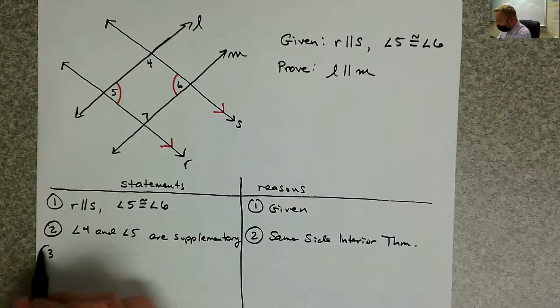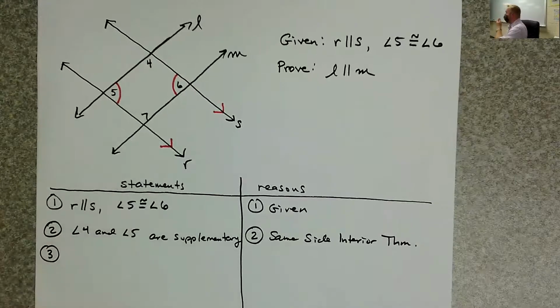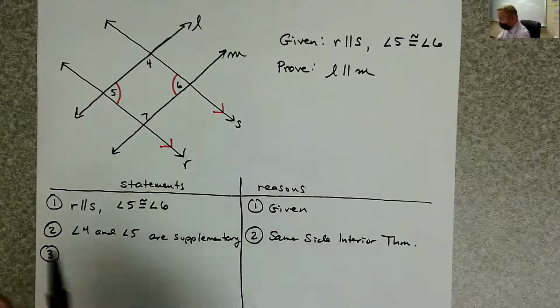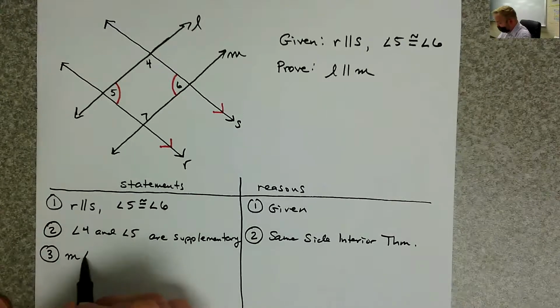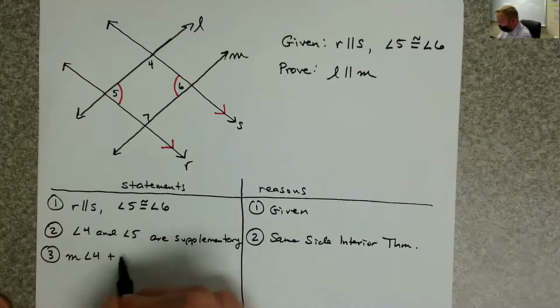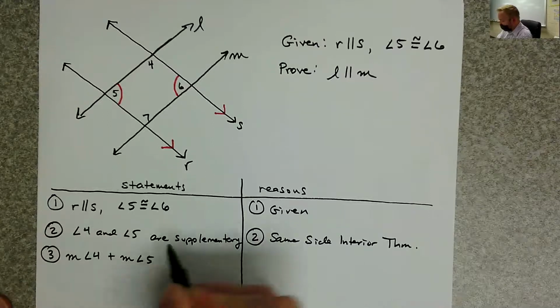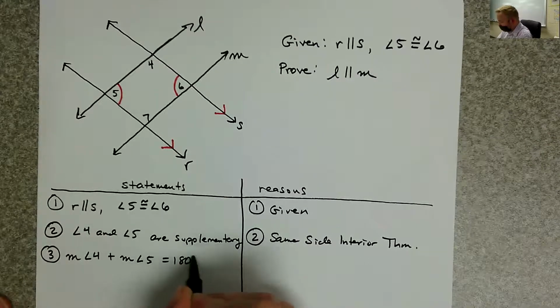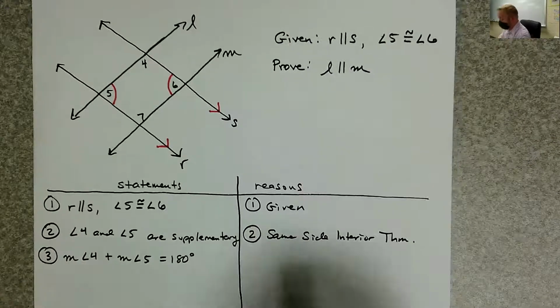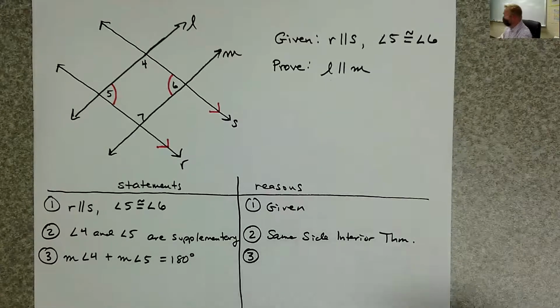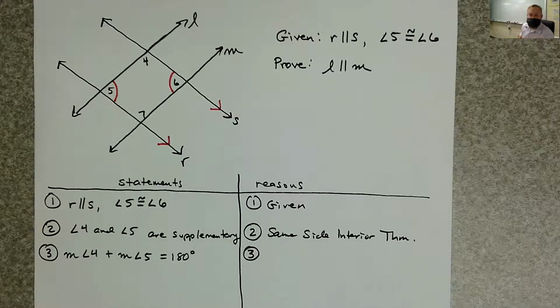The next thing I'm going to do is to say, okay, if 4 and 5 are supplementary, well, then what does that mean? If two angles are supplementary, that means they add up to 180, right? So my next step is to say the measure of angle 4 plus the measure of angle 5 is equal to 180 degrees. This is one of those times where you're like, what's my reason here? Angle 4 and angle 5 are supplementary. Next one, 4 and 5 add up to 180.